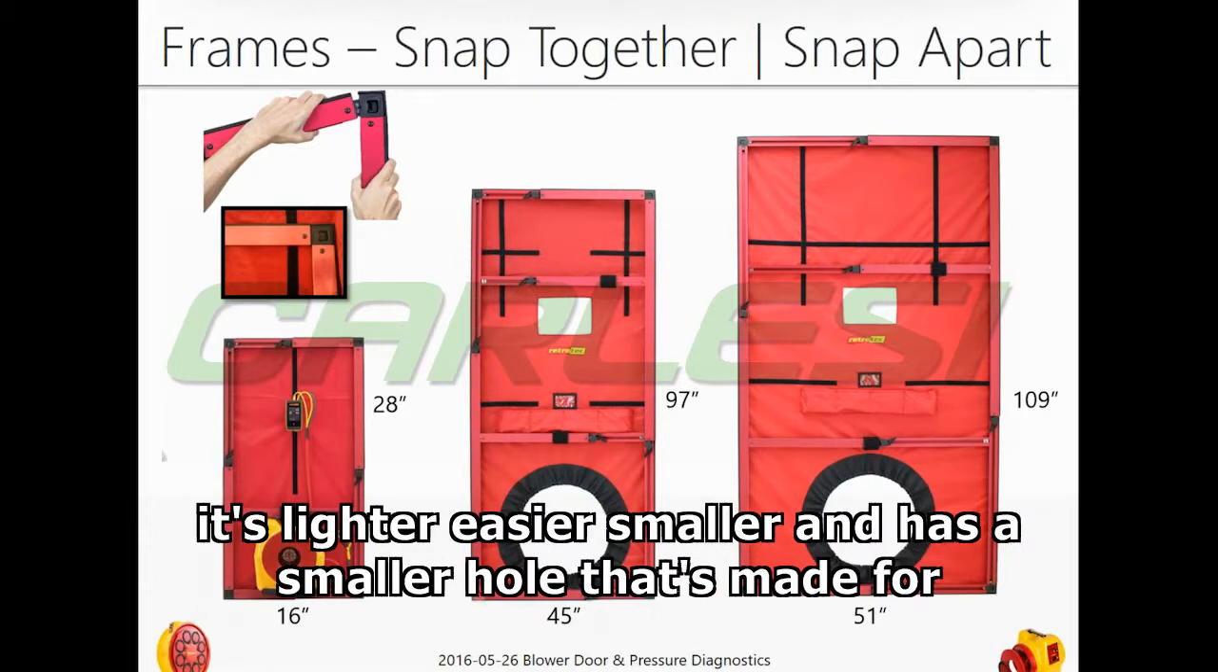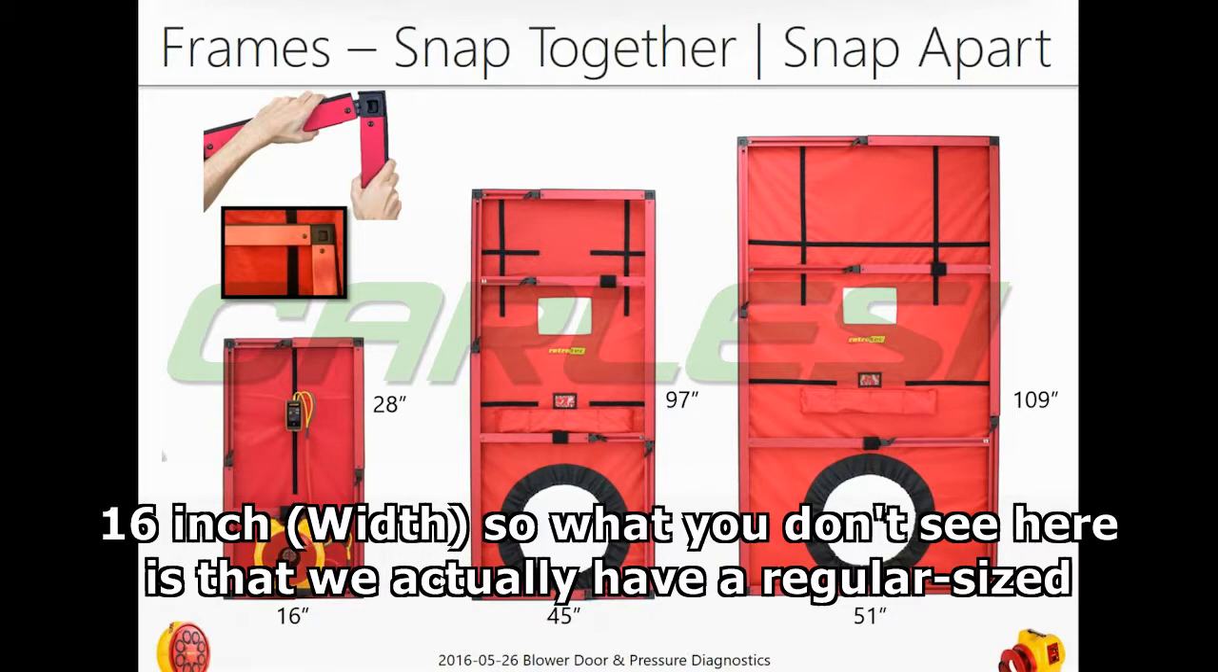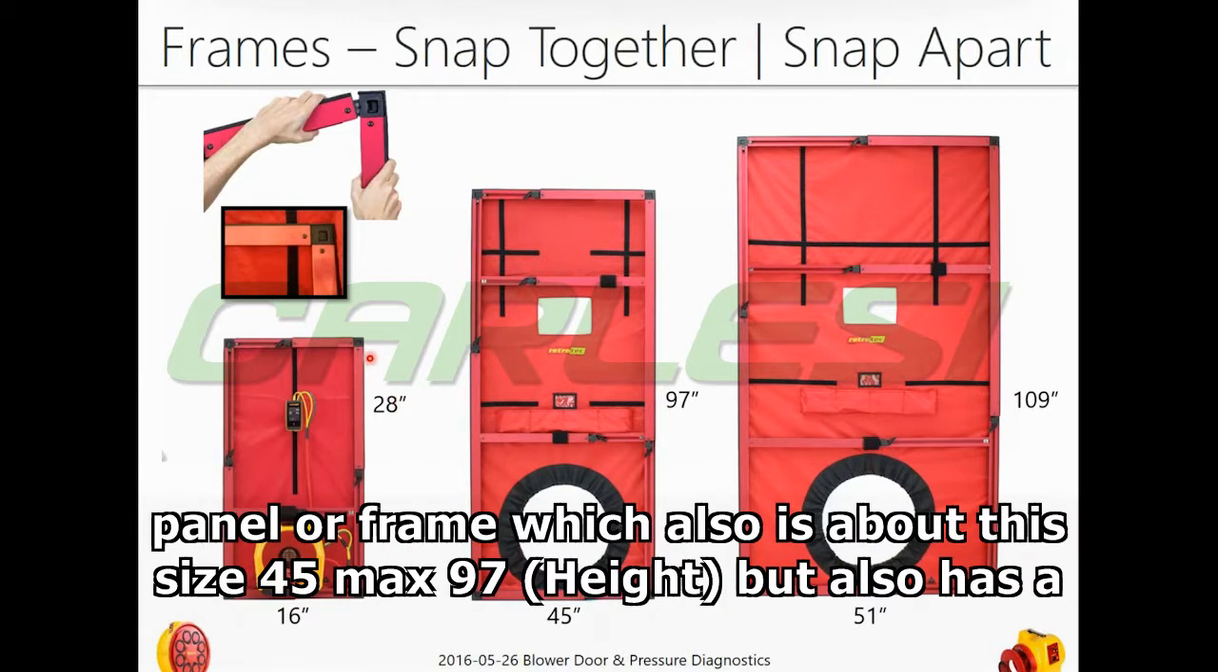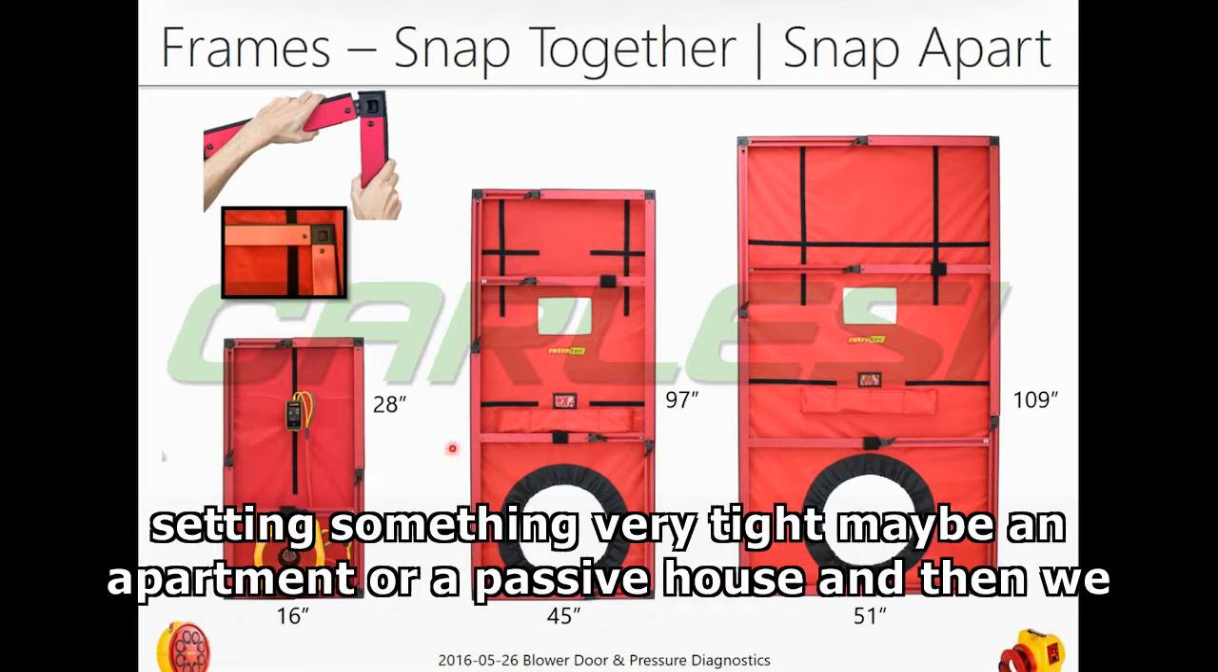It's lighter, easier, smaller, and has a smaller hole that's made for a passive house frame. What we don't see is that it's about a 28-inch height and about a 16-inch width. What you don't see here is that we actually have a regular sized panel or frame, which is also about this size, 45 max, 97 height, but it also has a smaller hole that can use a 300 fan as a blower door if you're testing something very tight, maybe an apartment or a passive house.